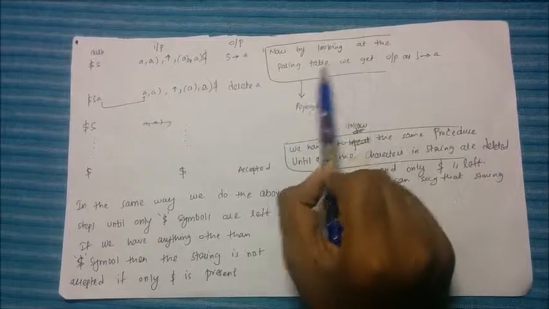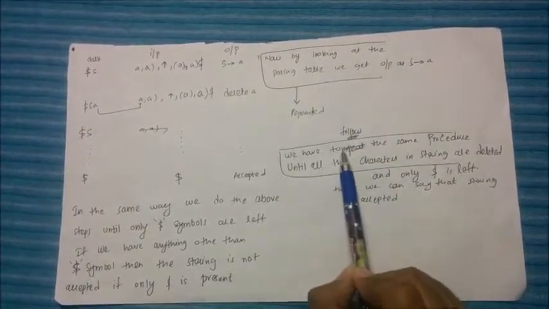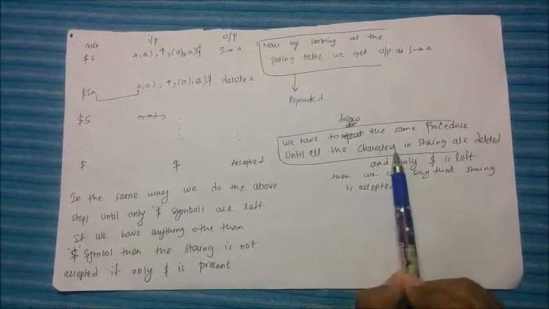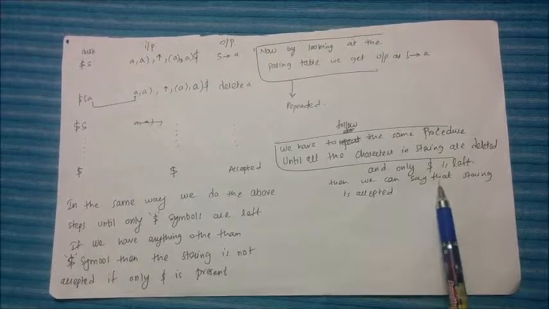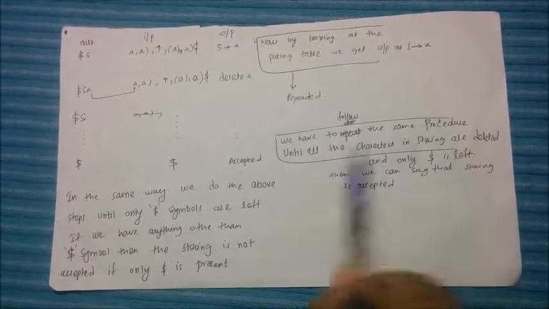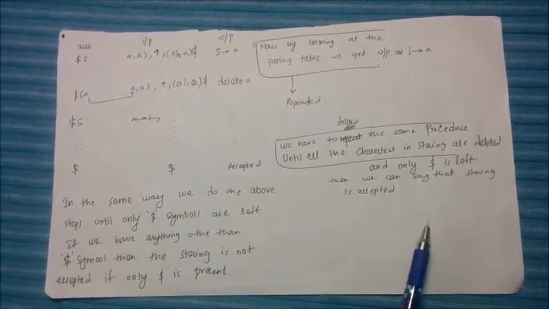Now, by looking at the parsing table we get the output S implies A. So we have to follow the same procedure until all the characters in the string are deleted and only the dollar is left. Then we can say that the string is accepted. So we came to know that only the dollar should be left in the parse table so that the string will be accepted.